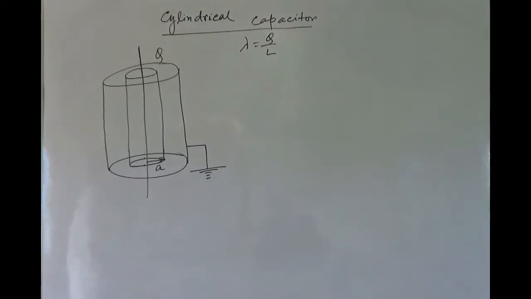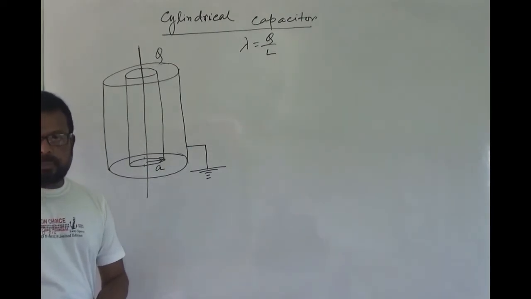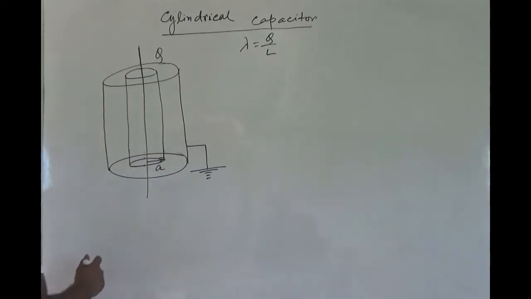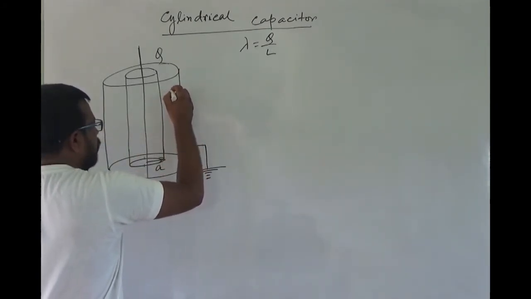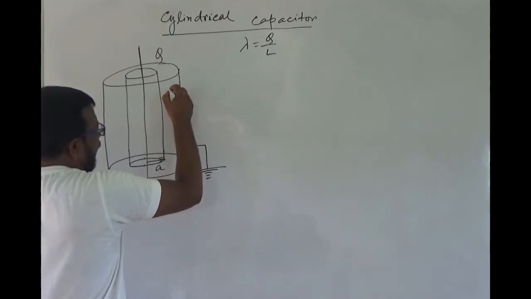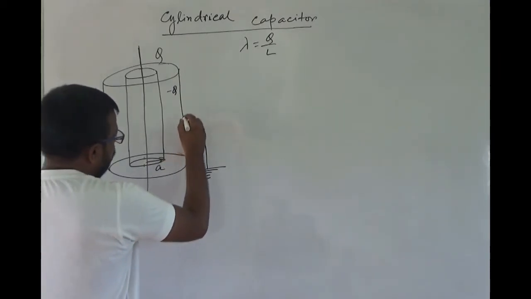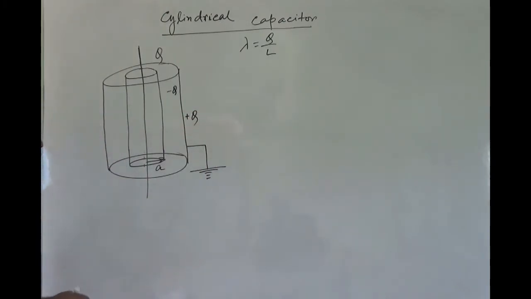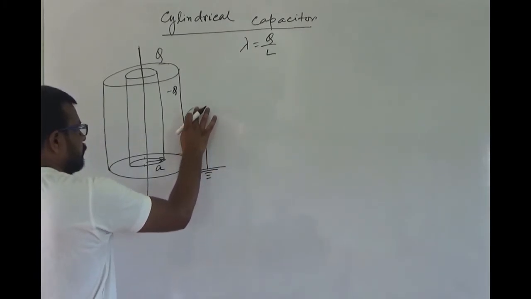Then we know that the outer cylinder will be charged by the process of induction. That means there will be induced charge on the inner side of the cylinder, and that will be minus Q, and plus Q charge will be induced on the outer surface of the outer cylinder, and this plus Q charge will be neutralized by the charge of the earth.